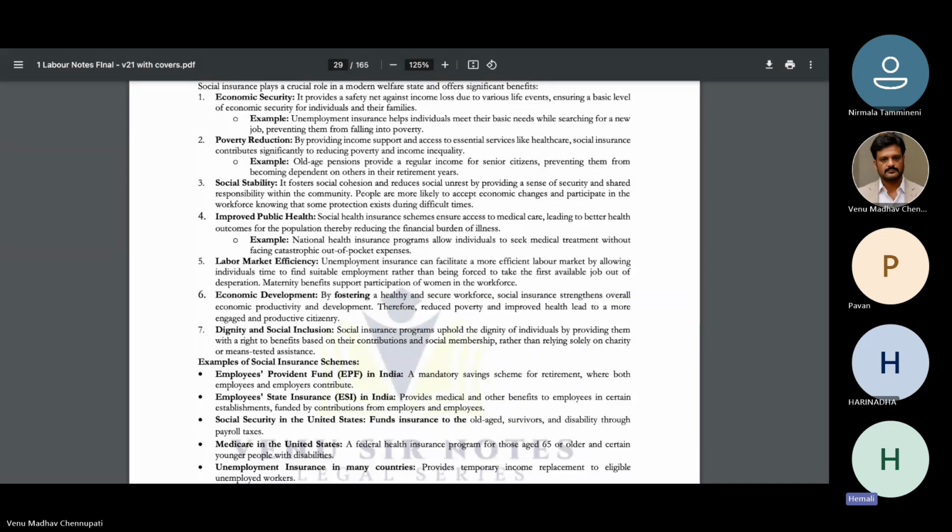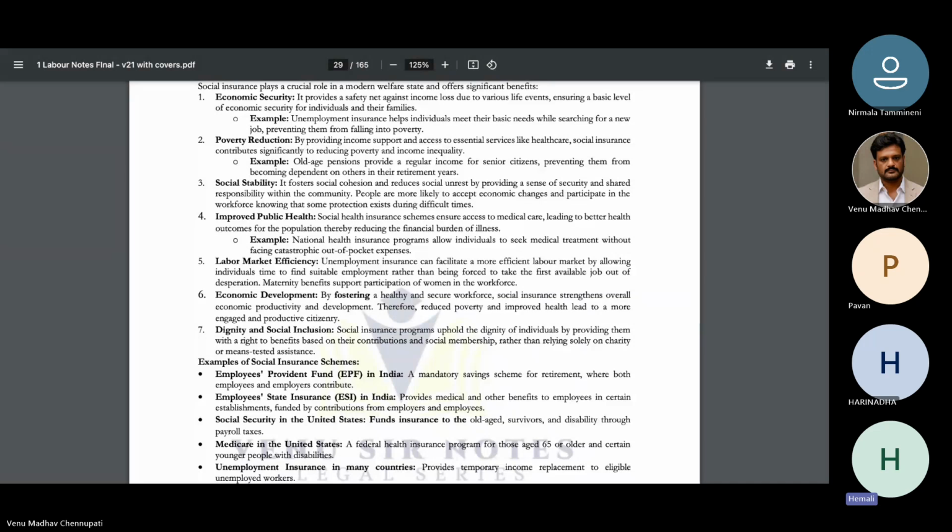Fifth is labor market efficiency. Unemployment insurance can facilitate a more efficient labor market by allowing individuals to find suitable employment rather than being forced to take the first available job out of desperation. Maternity benefits support the participation of women in the workplace. Sixth is economic development. By fostering a healthy and secure workforce, social insurance strengthens the overall economic productivity and development. Therefore, reduced poverty and improved health lead to a more engaged and productive citizenry.